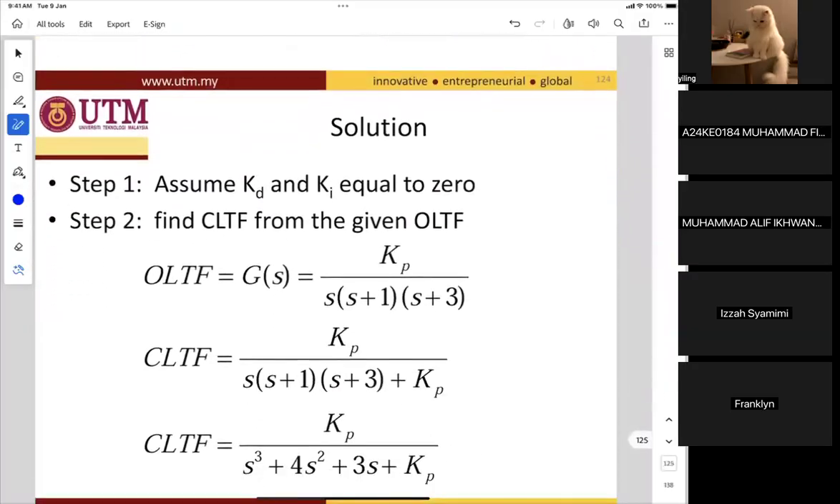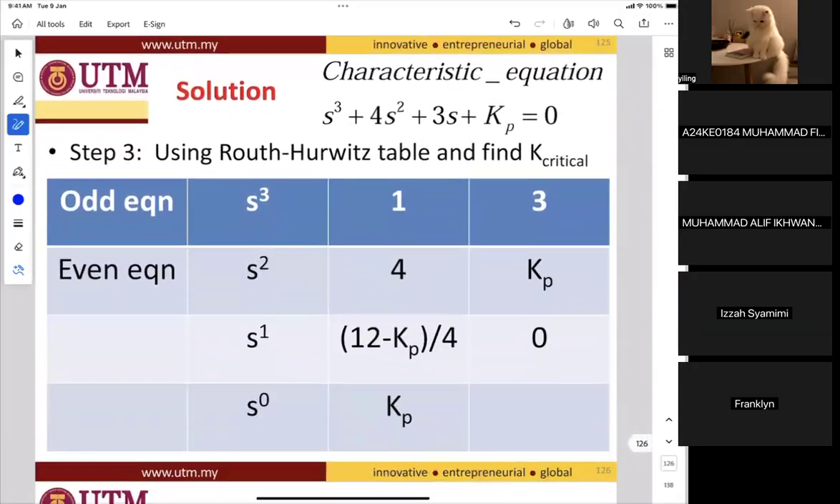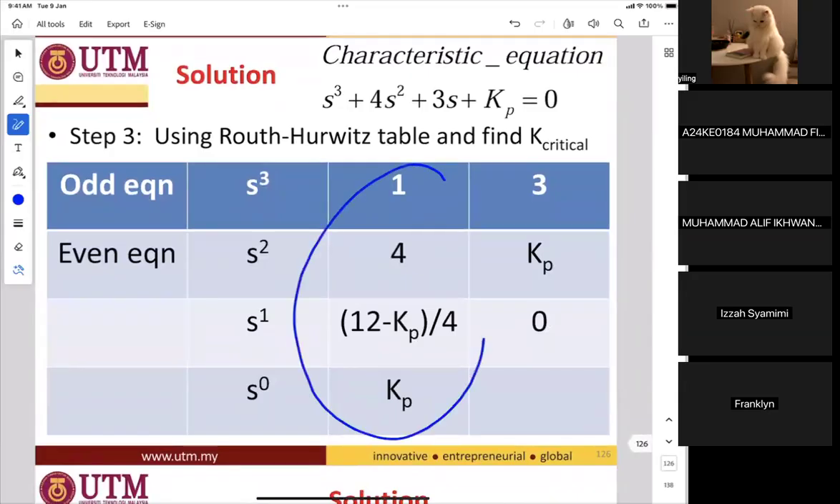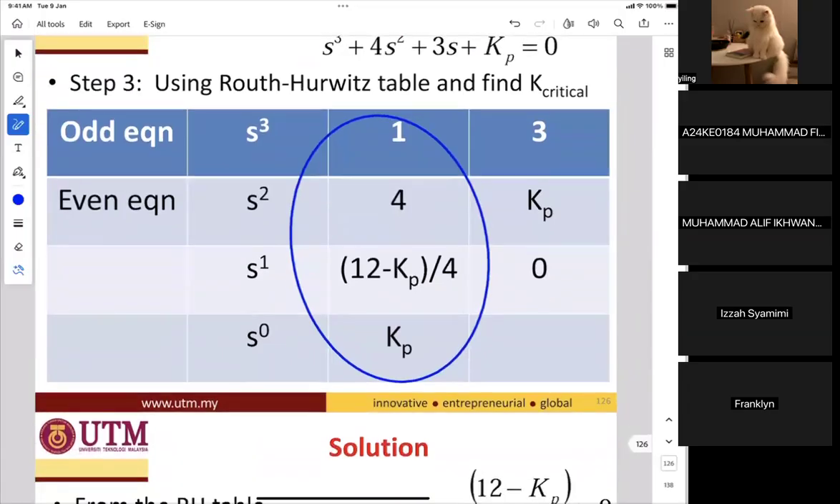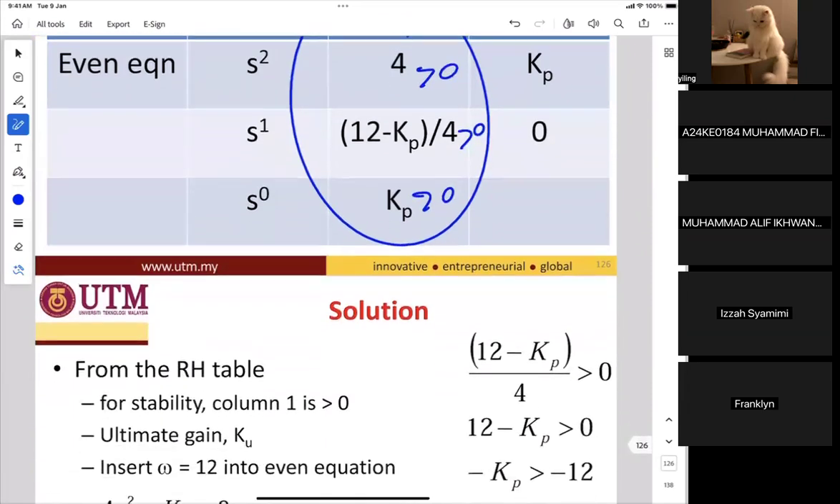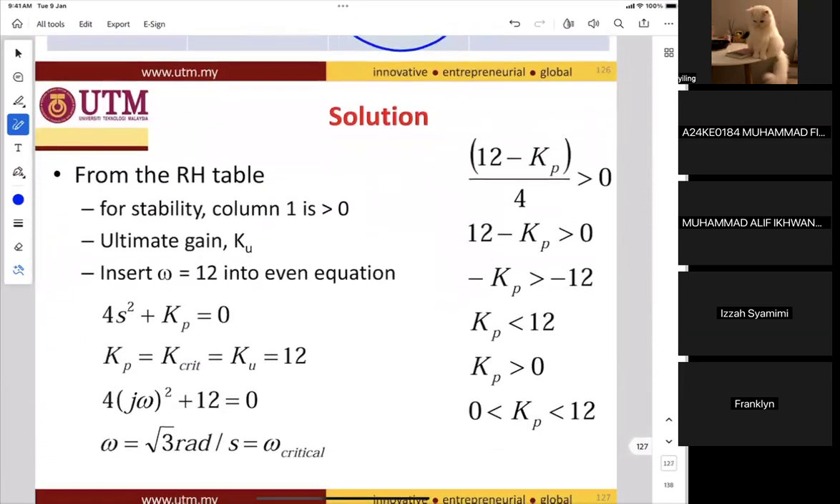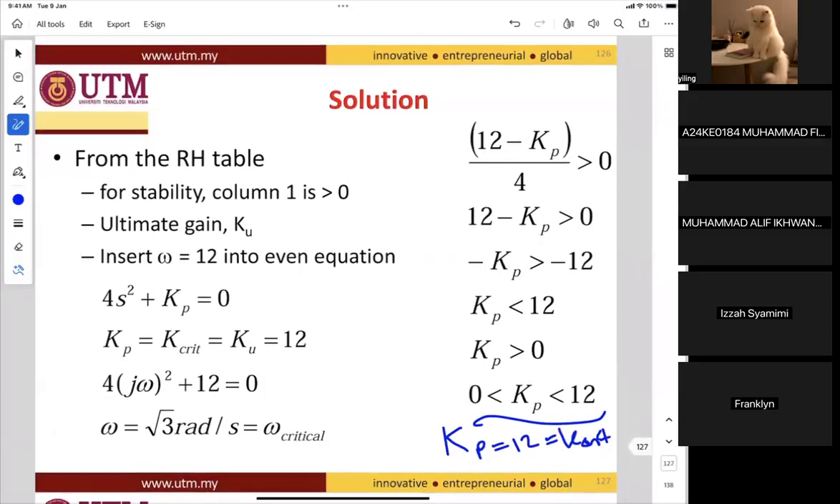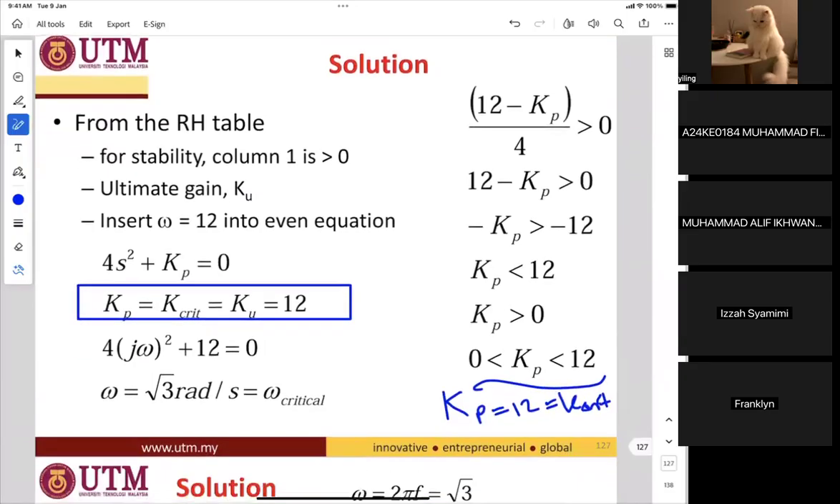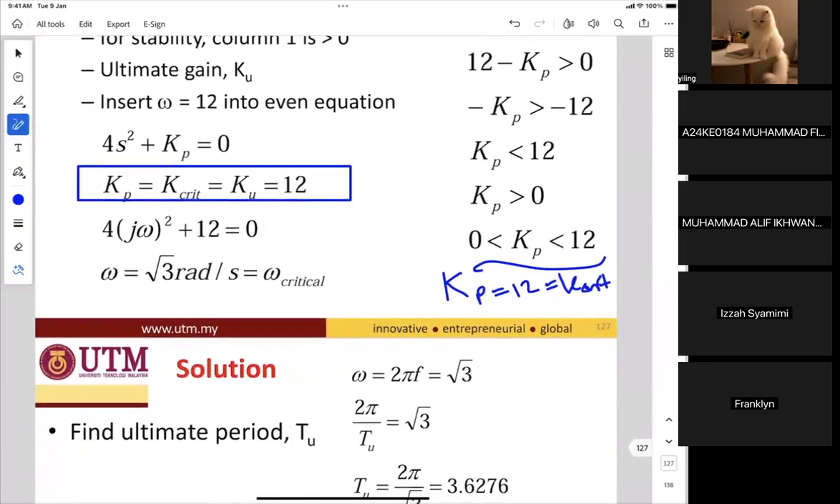Step 1, step 2. Then use the Routh table. Look at the first column. Okay. Greater than 0. And then from the Routh table, we obtain the value of Kp. The range is here. So K critical is Kp is equal to 12, which is equal to Ku as well. Insert the values, the square root of 3 radian per second.